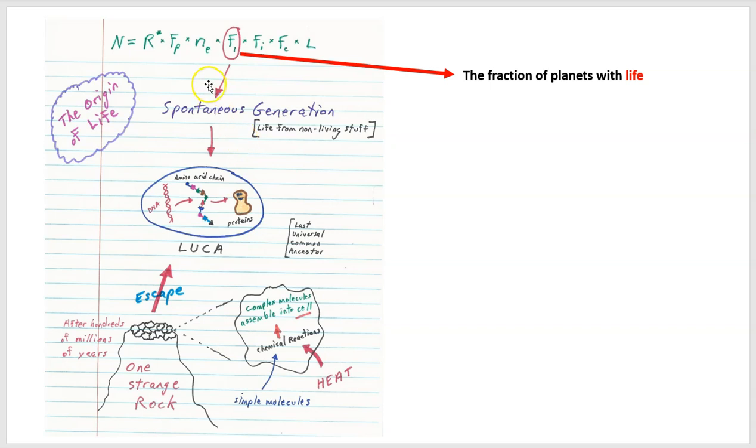But first, let's step back a moment and take a look at the Drake equation up here. And you'll recall we studied that N represents the number of communicating civilizations in our galaxy. And the F sub L term would be the fraction of planets where life emerges. Well, for life to emerge on a planet, it's got to be an example of spontaneous generation. Non-living things are going to be producing the first living thing.